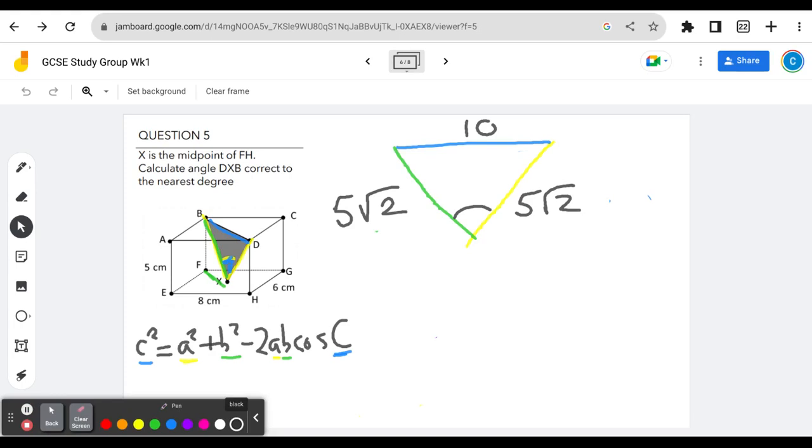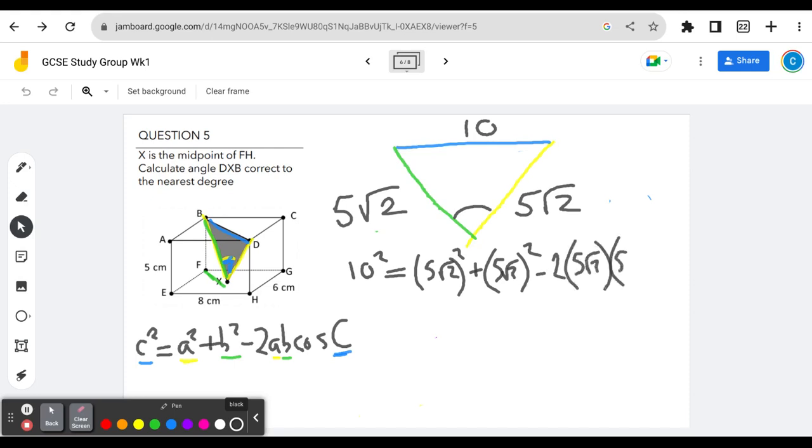So now we're going to apply the cosine rule. So we have 10 squared equals 5 root 2 squared plus 5 root 2 squared minus 2 lots of 5 root 2, 5 root 2, and then cos C. Okay, so tidying that up a bit, I get 10 squared. I'll use another colour because it's in the way of the other side.